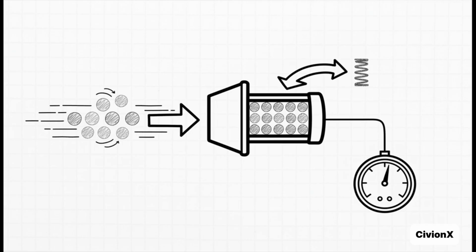The fluid, or in an airplane's case, the air, rushes in and then slams to a complete stop right at the sensor. At that exact point, all of its kinetic energy, its energy of motion, gets converted into pressure energy. And by measuring that spike in pressure, we can figure out exactly how fast the plane was flying.